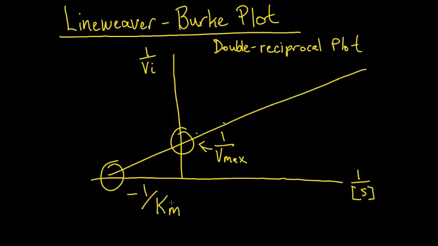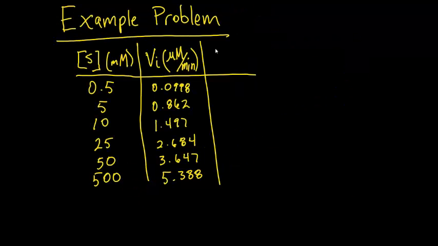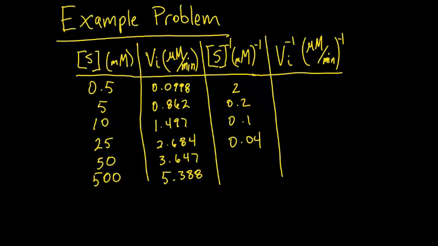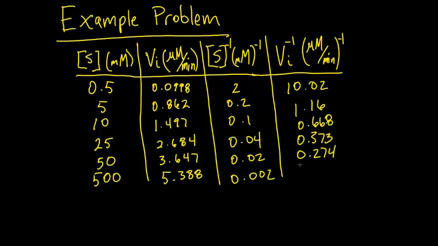Okay, let's look at an example. Let's say we performed a series of assays and have the following results for substrate concentration and initial velocity. The first step is to create two new columns on your table, one for the inverse of the substrate concentration and another for the inverse of the initial velocity. Next, plot these values. If you use Excel or another spreadsheet program, you can have the computer spit out the equation of the line for you. I recommend this method mostly because it saves time and it's more accurate than doing it by hand.